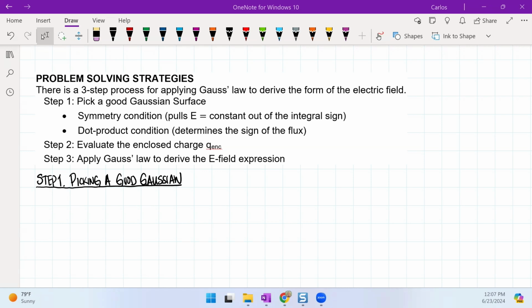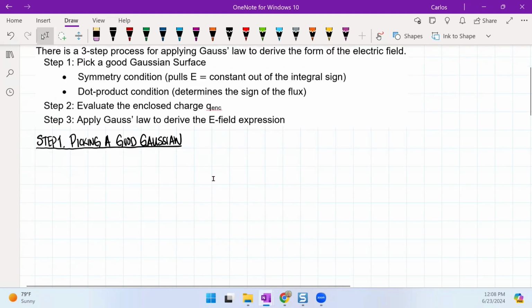So here we go. The first step is that you got to pick a good Gaussian. There are two conditions that have to be applied. One is a symmetry condition, and another one is a dot product condition. I'll go over these in a minute. Then in the next lecture, I want to go over step 2, which is to evaluate the enclosed charge, dq, q enclosed. And then finally, we wrap it all up together and put step 1 and step 2 together to get the final electric field expression. Step 1, picking a good Gaussian.